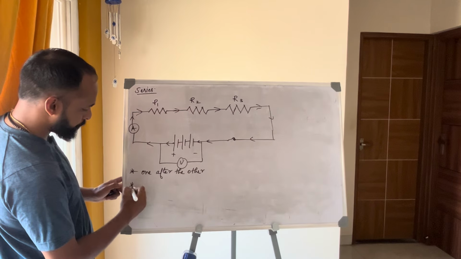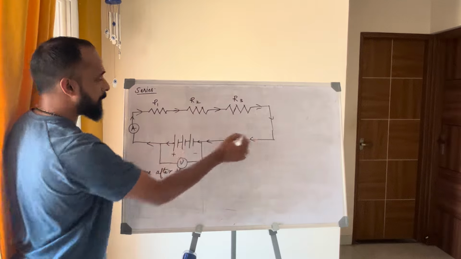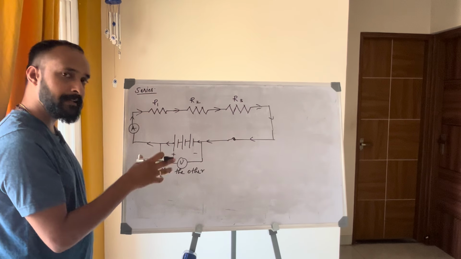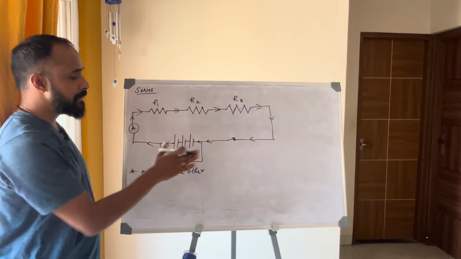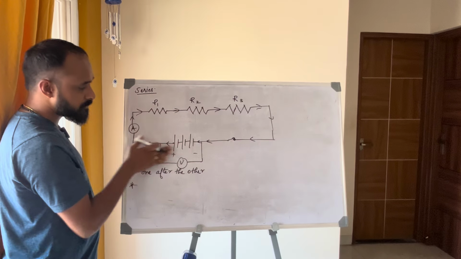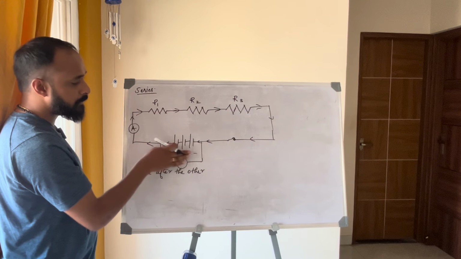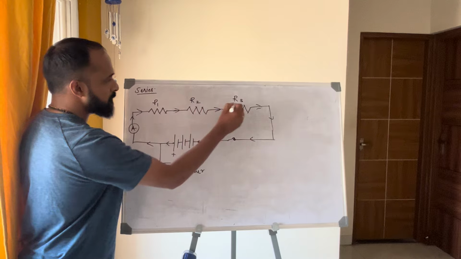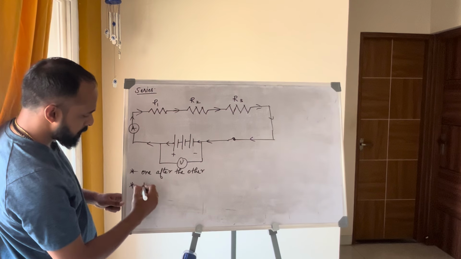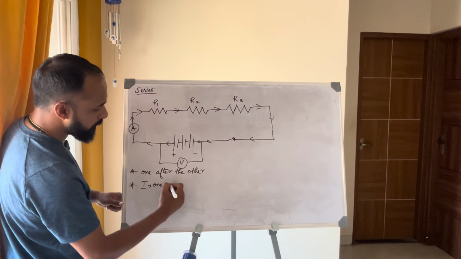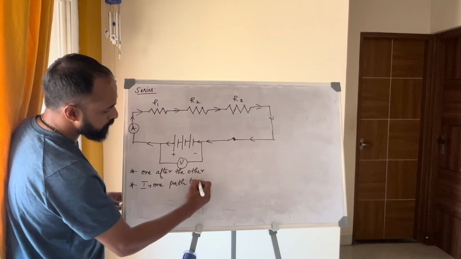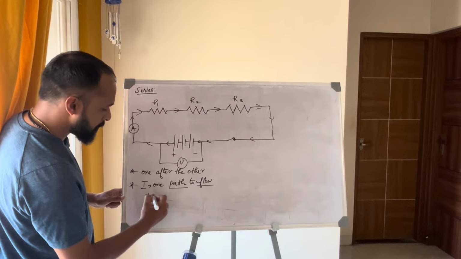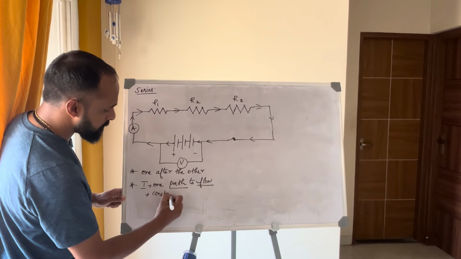Next one, see how many paths the current has to flow. Do not consider the voltmeter. The current will not flow there. Ideally it should not flow, but a minute current will flow, and that can't be considered. So imagine the voltmeter is not here. If the voltmeter is not here, how many paths does the current have to flow? Trace it. Only one path to flow. Since the current has exactly only one path to flow, the current is constant.